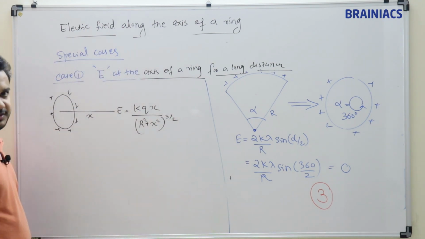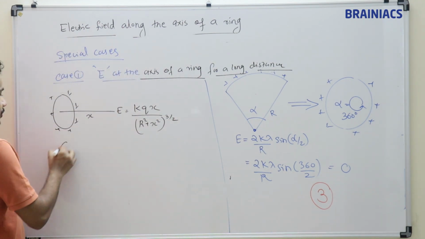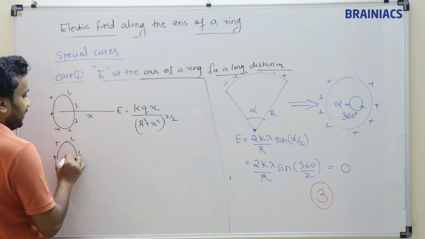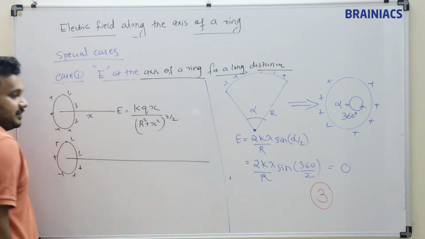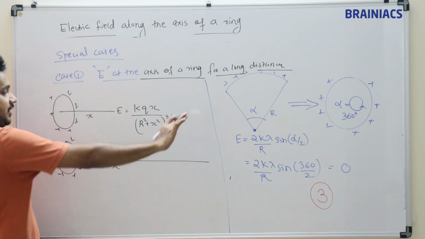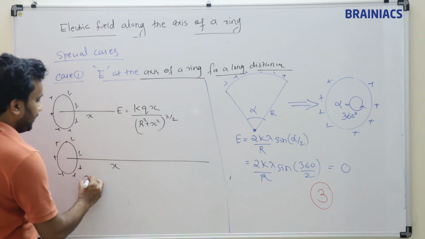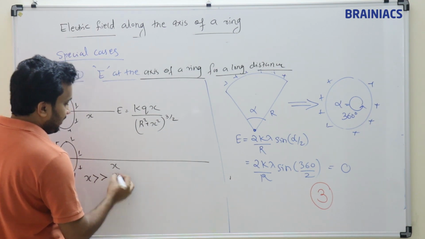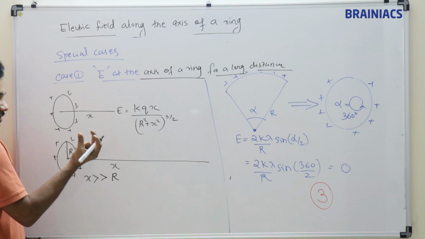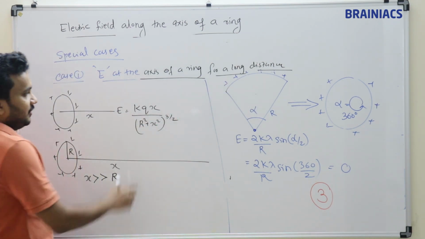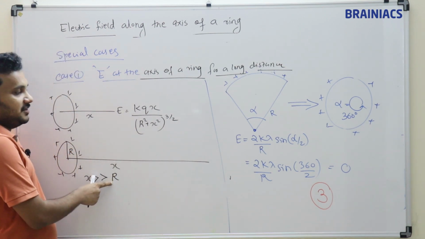We know this equation, right? Next, we have the same ring, but we are going to find the electric field intensity at a very large distance. x is very large. So if x is large, I have to say the x value is much greater than the radius. Radius is small, x is too high.